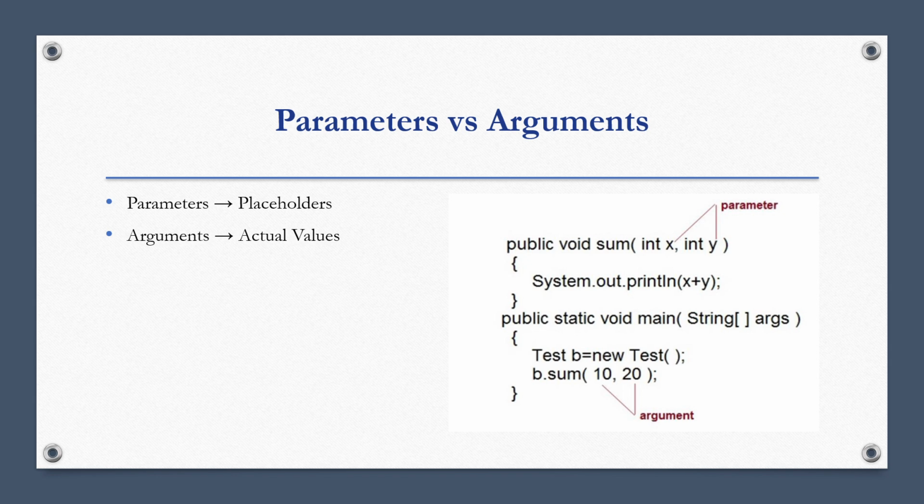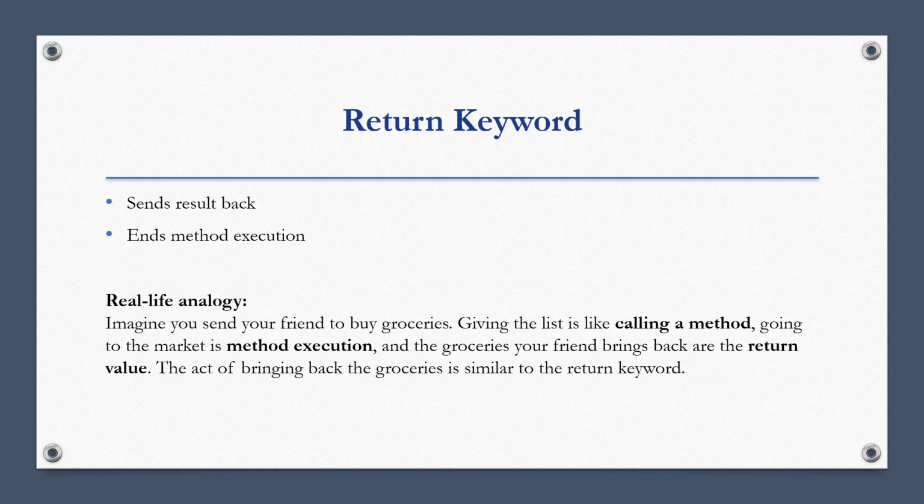Parameters versus arguments. Parameters are placeholders. Those are empty, there is nothing in those parameters. They just hold the value which we assign. Here int x and int y are parameters, though they do not contain any values. Arguments are actual values. When calling a function you give values, those are arguments.